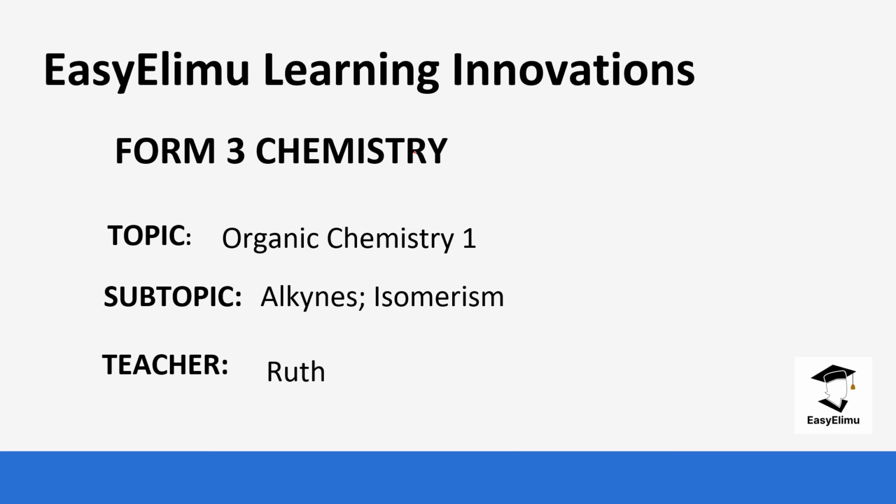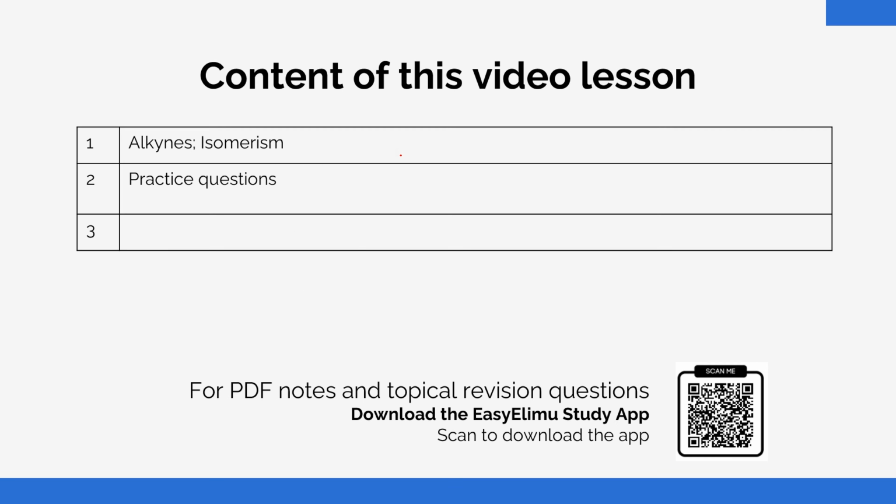And in this case, we are going to look at isomerism in alkynes. Previously, we looked at the naming of alkynes and the different rules in naming. So today we are going to look at the isomers, how they form, and the different types of isomers in alkynes.